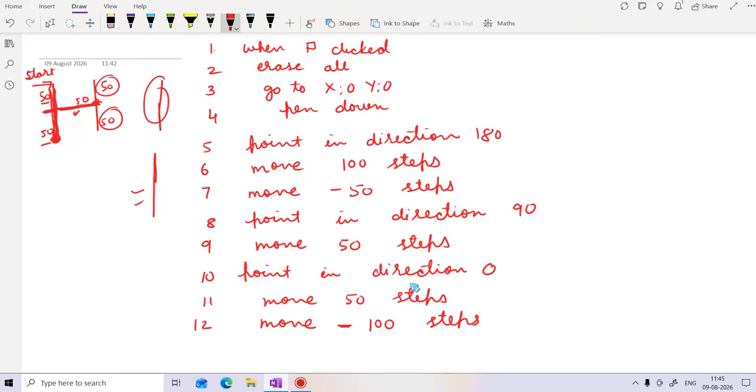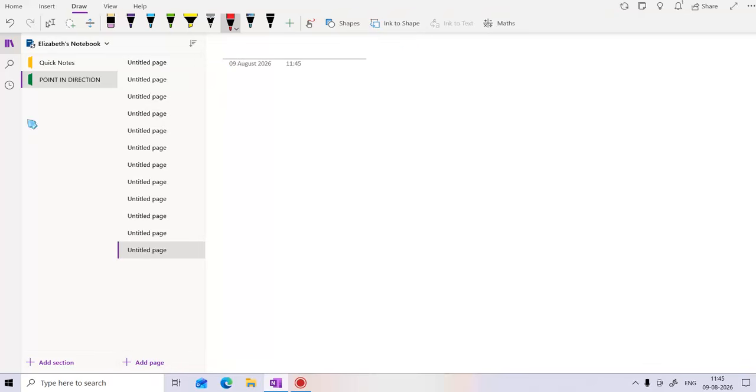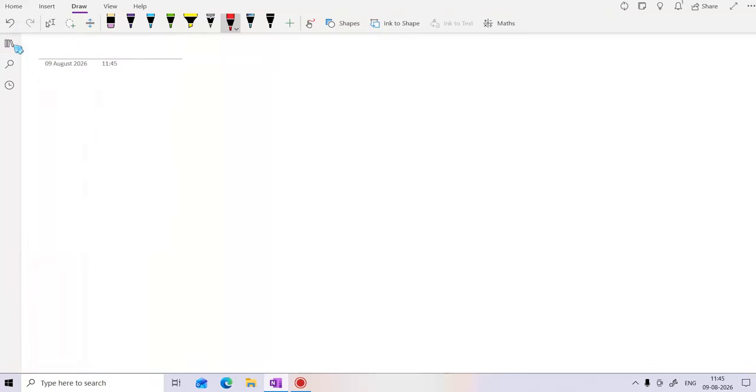Okay. And now one last thing that I want to teach you, which is very, very important. That is how to make some different line. Different line means dash line. Like for example, if I want to draw this kind of line, dash line, right? How I can draw? Fine.